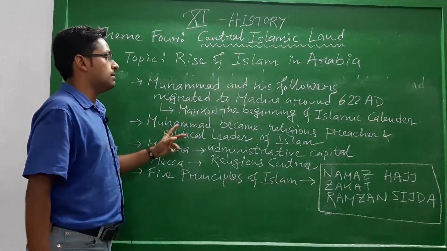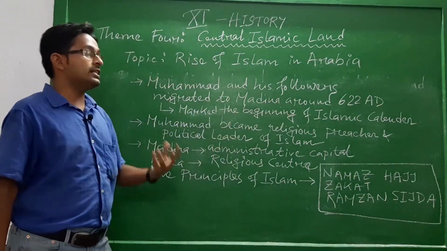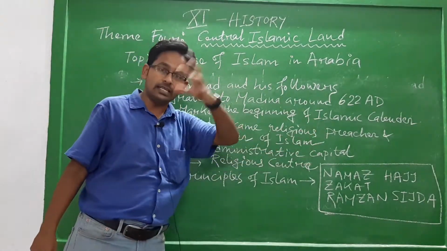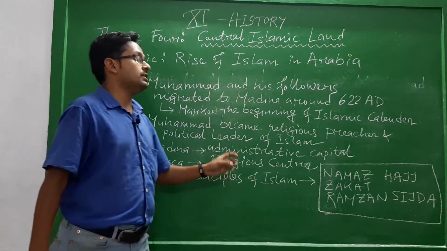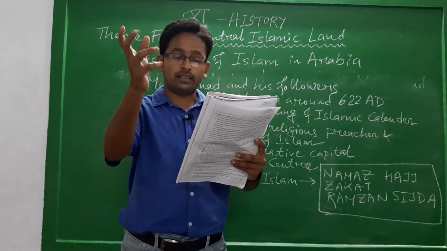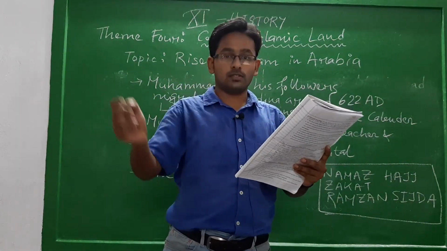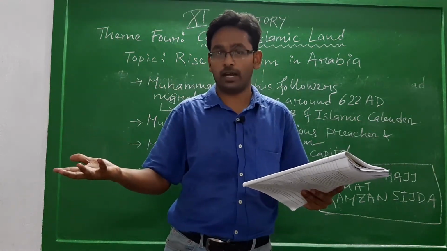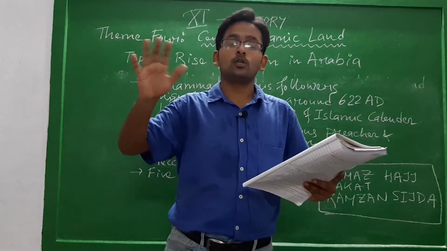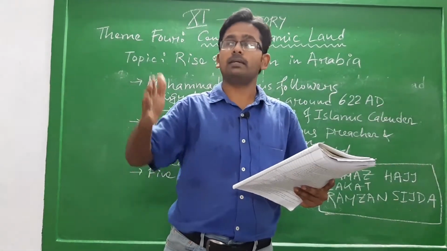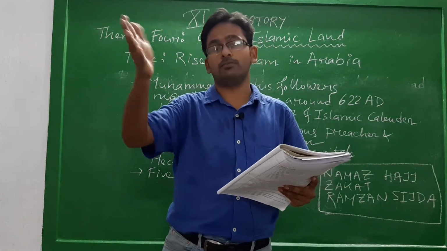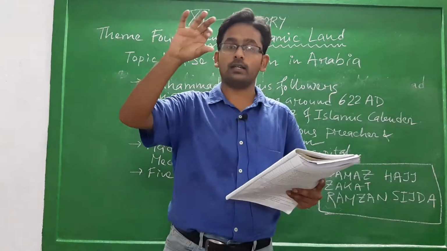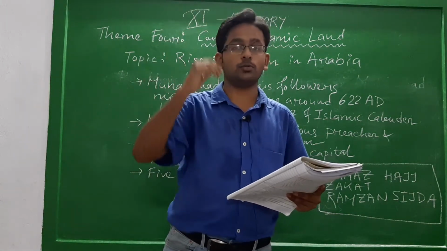Gradually Prophet Muhammad became a religious preacher and political leader of Islam, and Medina became the administrative capital of the Islamic world, and Makkah became the religious center of the Islamic world. I think you know that all Muslims regularly visited the place and offered prayer to Kaaba. Hazrat Muhammad belonged to the Quraysh tribe, and their main shrine was Kaaba. So Makkah became the religious center and Medina became the administrative capital. These two are very important centers of the Islamic world, and both are situated in Saudi Arabia.